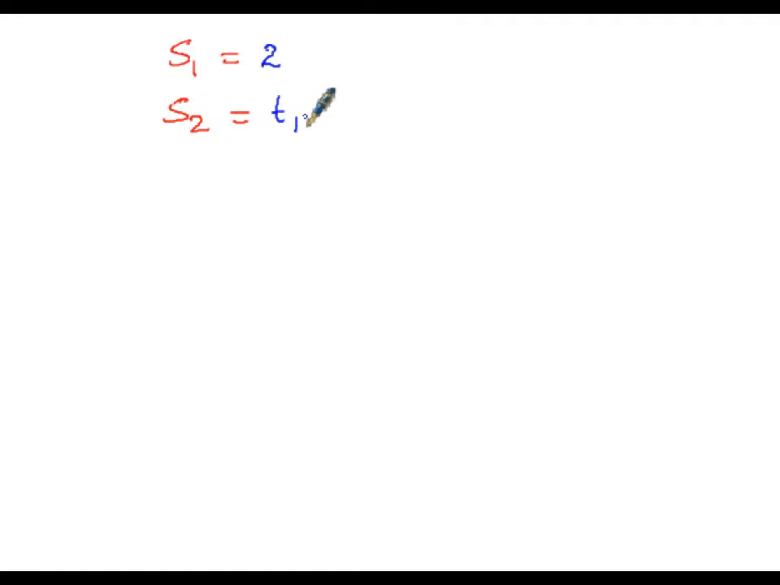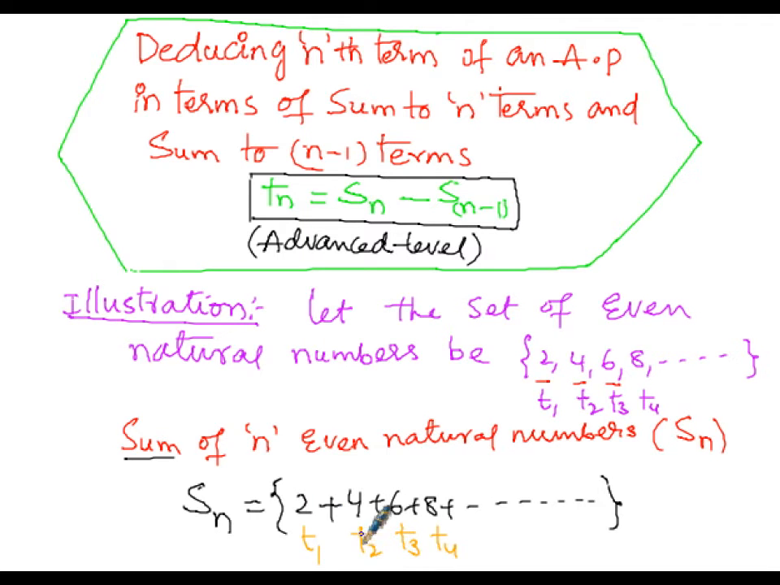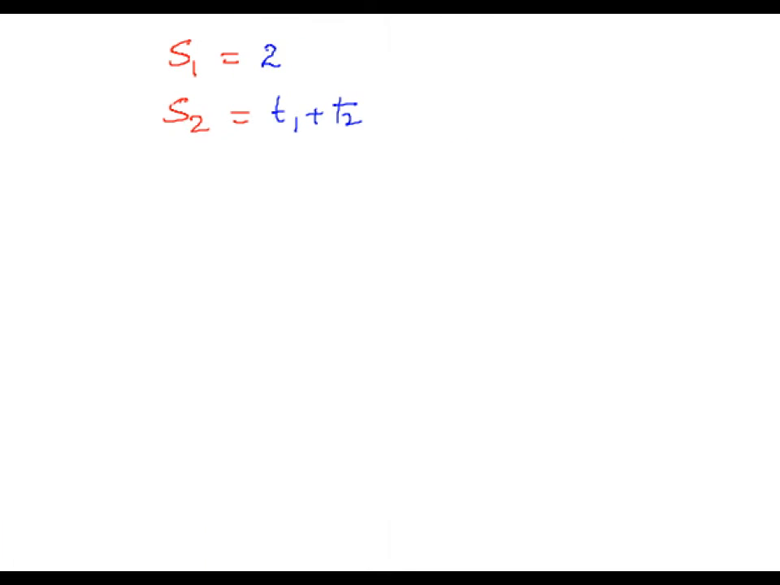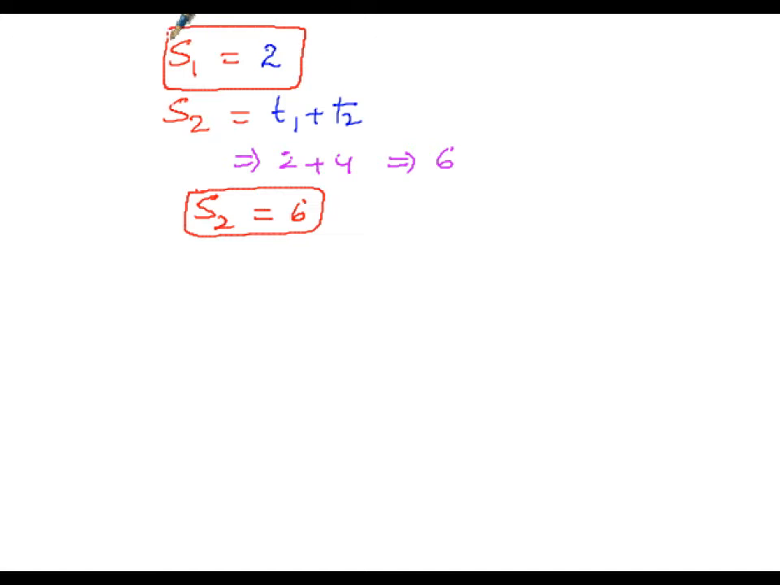First term plus second term will give us the sum of the two terms. So the first term is 2 and the second term is 4, so we replace them: 2 plus 4 is 6. In this manner I got the sum of the two terms of the sequence as 6, whereas the sum of one term, that is the first term, is 2.